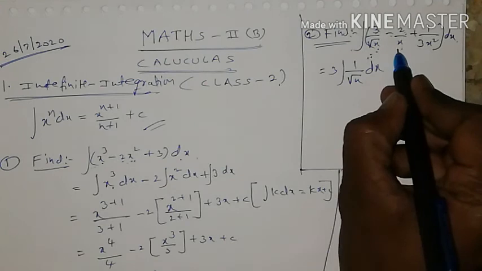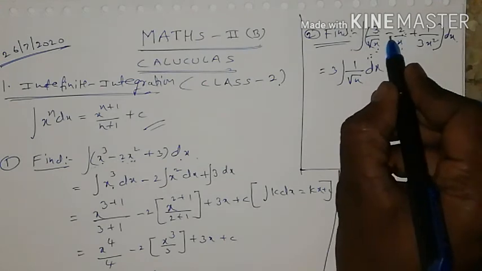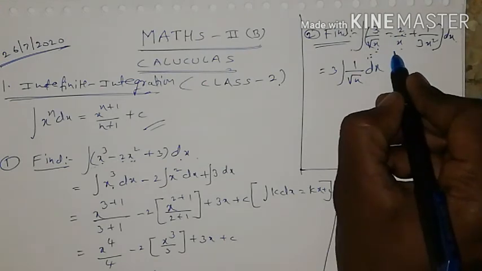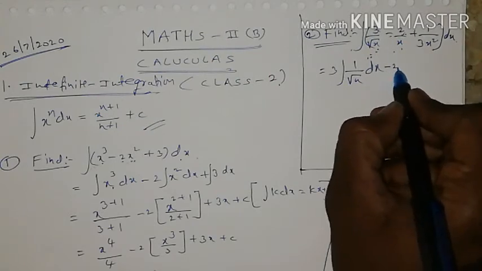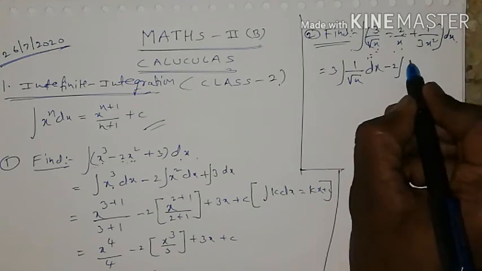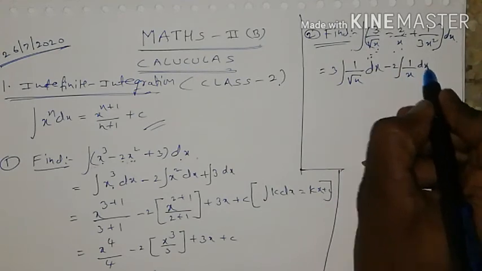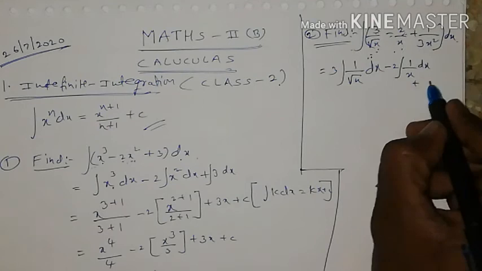Now I am separating the second term. Here minus 2. Minus 2 is the quotient of which term? 1 by x. So I have to separate minus 2. So take minus 2 outside. Minus 2 into integration of 1 by x dx, plus, what is the third term here?